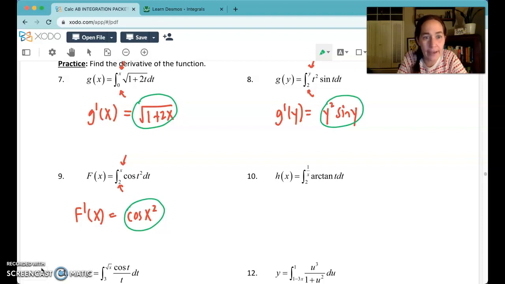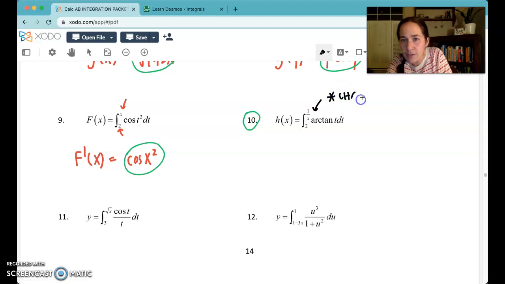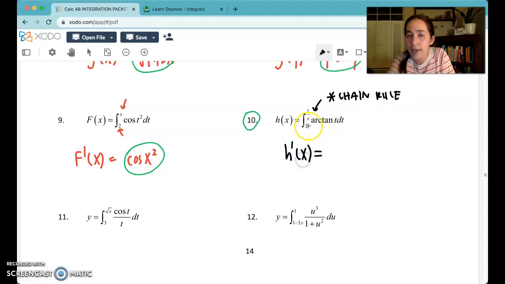So 7, 8, and 9, very straightforward in general. It's of the format where I can just plug the variable in for the t that I see originally in the problem. What about 10? 10 might have a little bit of chain rule action going on, because it doesn't say the integral from 2 to x. It says the integral from 2 to something more interesting, the 1 over x. So keep a chain rule in mind. And let's give this a try. We need to find h prime of x if we haven't already. And then, first things first, we can evaluate arctangent of t at this variable expression.